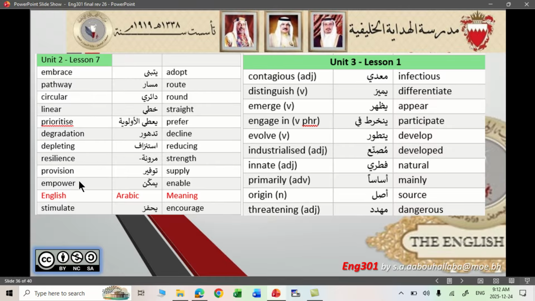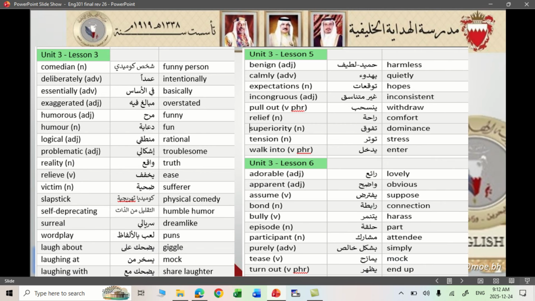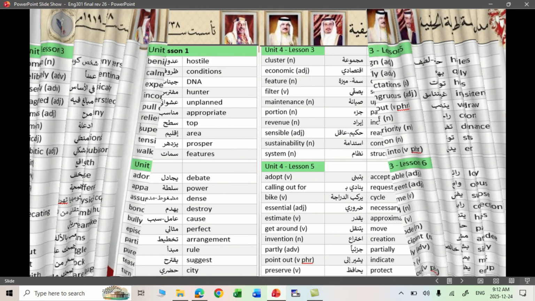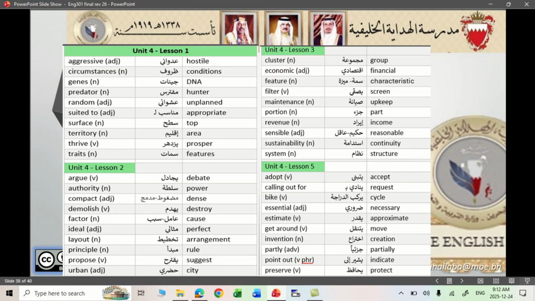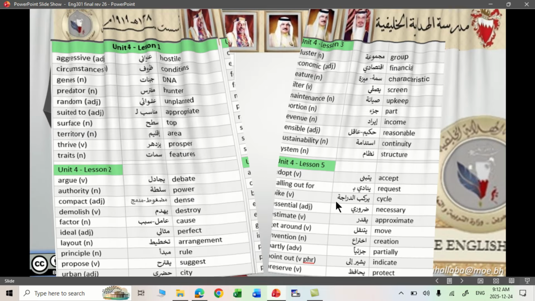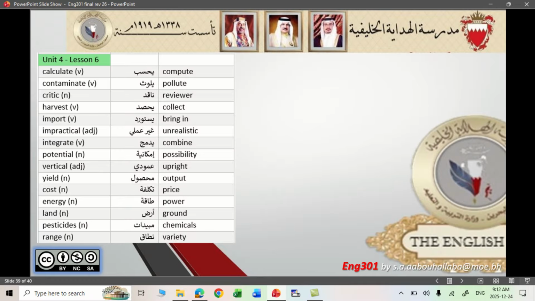We move on with the rest of the words we've got. Here we come to the end of Unit 2, and here we start Unit 3. That's the rest of Unit 3. And here is Unit 4. Unit 4, Lesson 1, Lesson 2, Lesson 3, and Lesson 5. And that is the last group of key vocabulary. That's Unit 4, Lesson 6, the last words we have got.